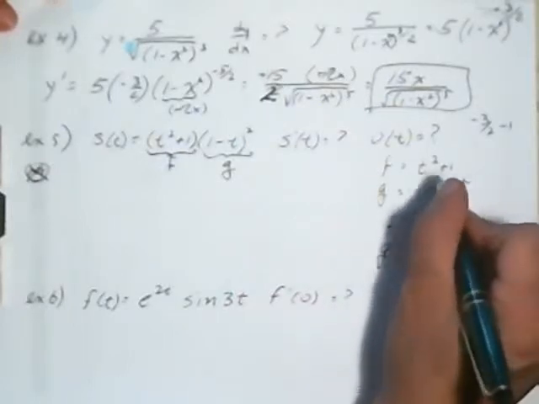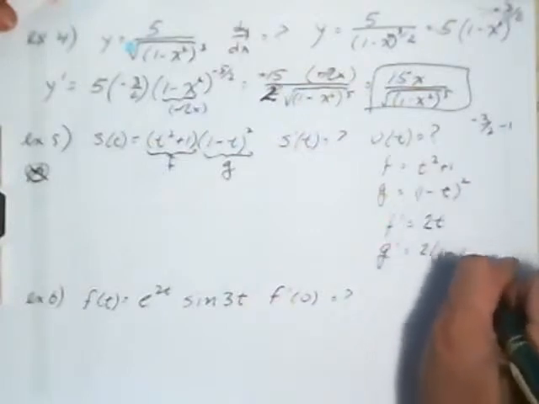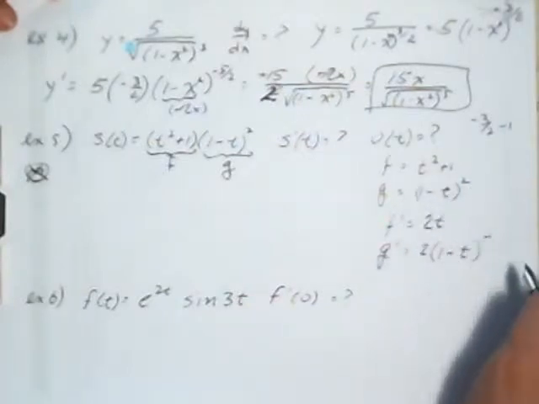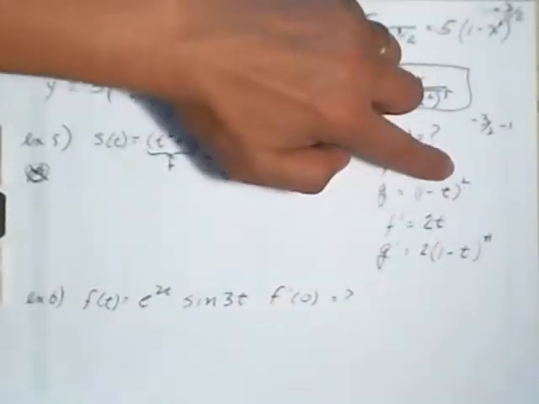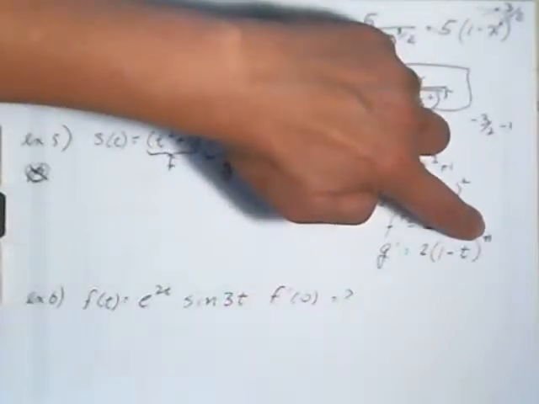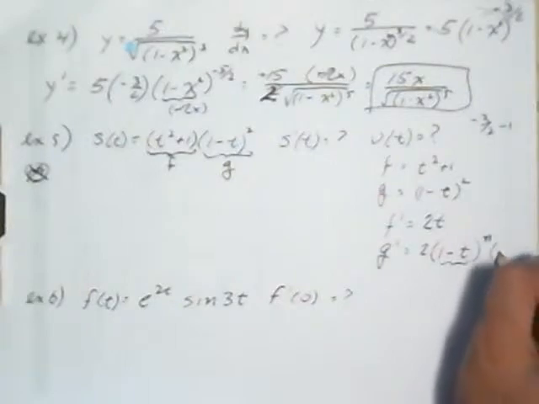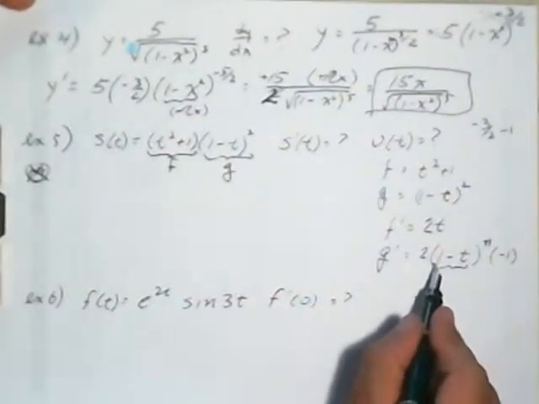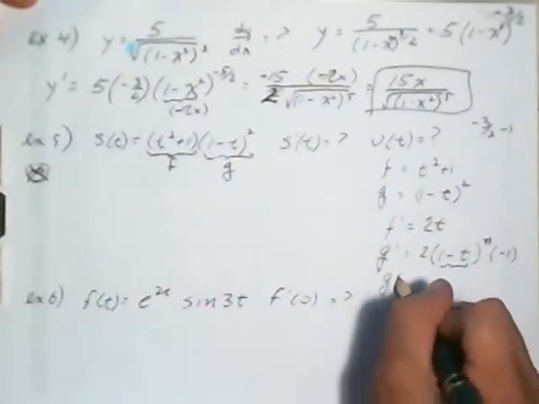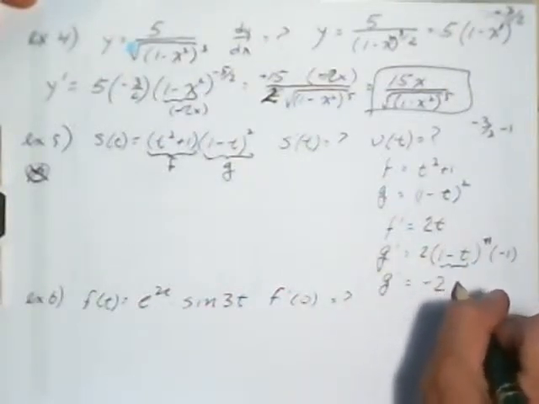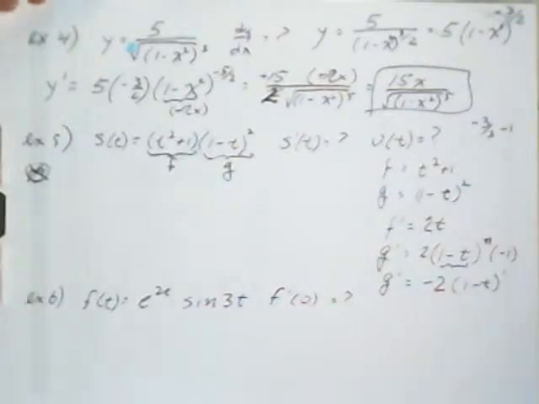G prime, bring the power down, 2. Inside the quantity stays the same, 1 minus t. Subtract 1, which is going to be positive 1. So the degree here was quadratic, it became a first power. Subtract 1 becomes a linear. Times the derivative of this inside is going to be negative 1. The derivative of the constant is 0. The derivative of negative t is negative 1. Clean that up before you actually start. G prime is equal to negative 2, parentheses 1 minus t to the first power, if you want to put that there.